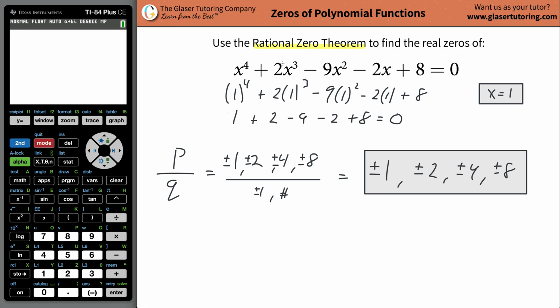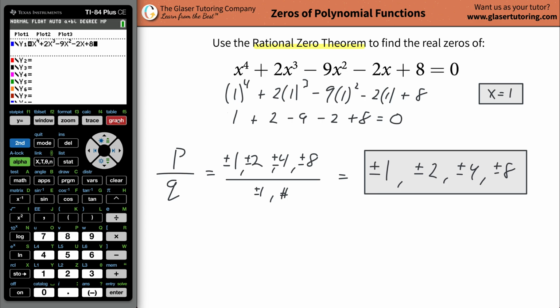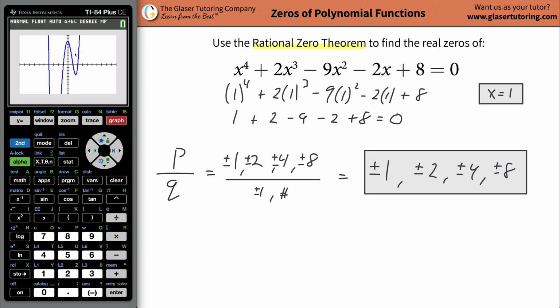So now let's go and plot this thing. We're going to go to y equals, and then you're going to do x raised to the fourth plus 2x cubed. Then you're going to do minus 9x squared. Then minus 2x. Okay, great. And then plus 8. And you're going to hit graph. Okay, so here it is.